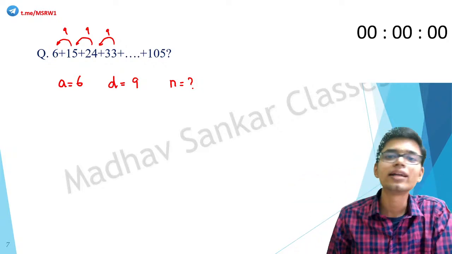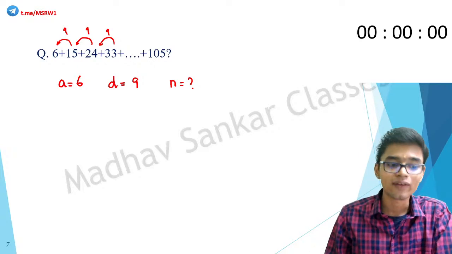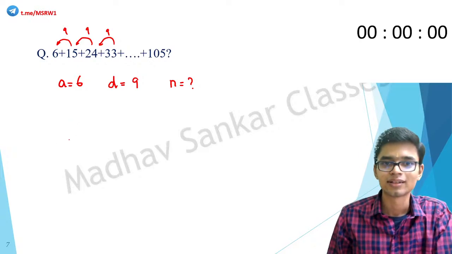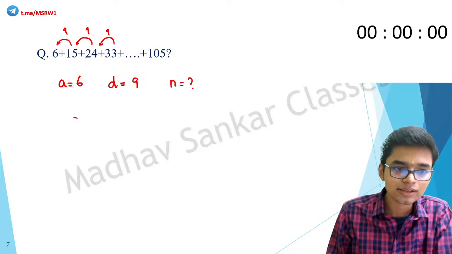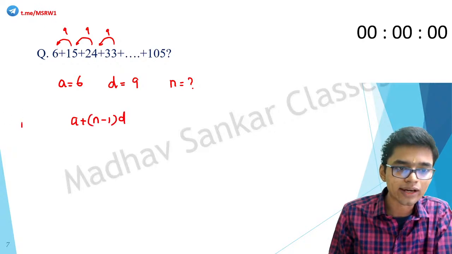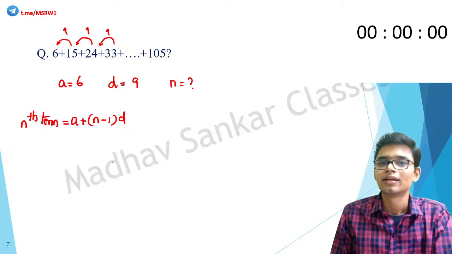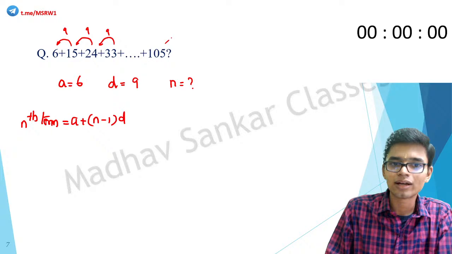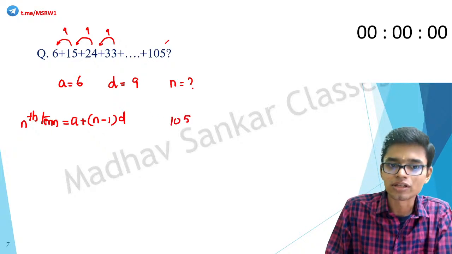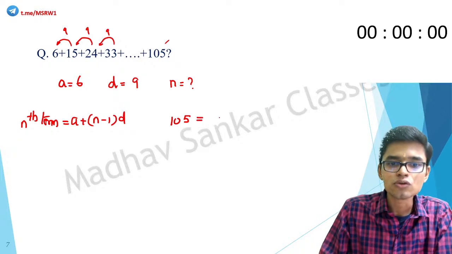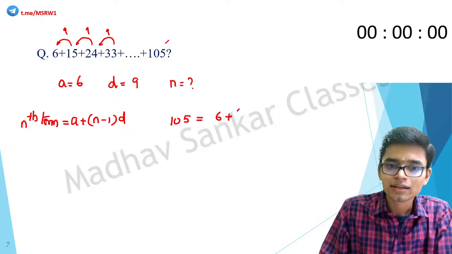There is a formula in AP that I have already told you to find the nth term. Correct? That formula is a plus n minus 1 into d. This is the formula used to find the nth term. So 105 is the last term given in this series, so we can directly substitute it here. 105 is equal to a plus n minus 1 into d.